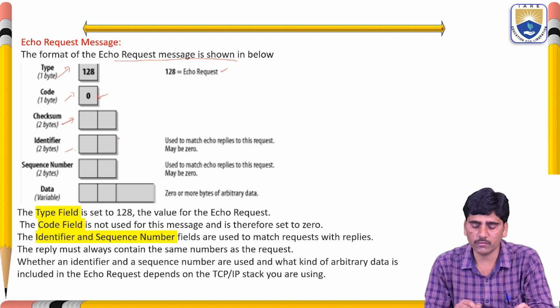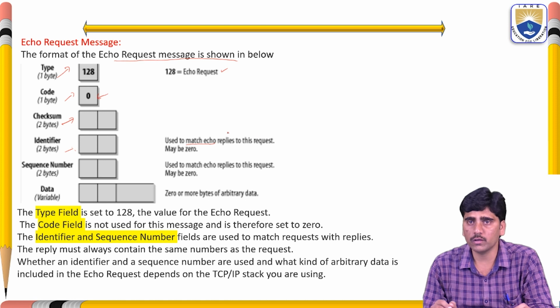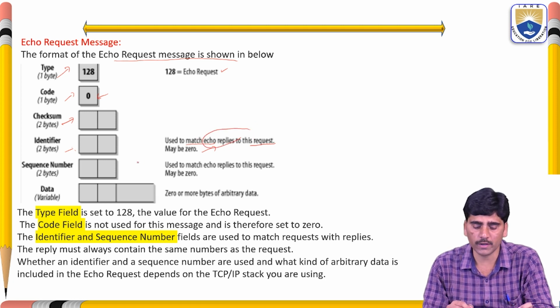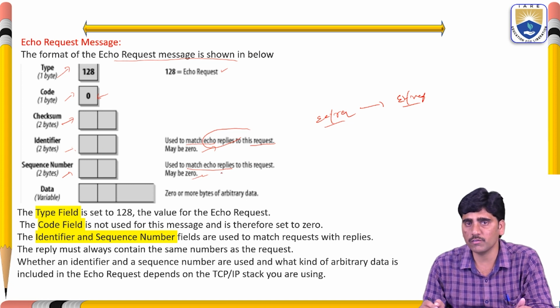And the identifier, which is used to match echo replies to this request, maybe it is a 0. If it is matched with the echo replies to the echo request, the identifier will be added. And the sequence number, used to match echo replies to this request, maybe it is a 0. Similarly, the sequence number also has to be matched from the echo request to the echo reply. If the request sequence number is matched, then it will be 1 or 2.